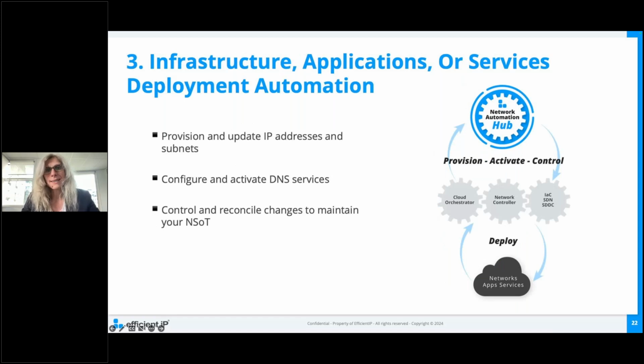Finally, the third use case is automating infrastructure and application service deployment, and obviously with the Network Automation Hub, meaning DDI at the core, you are able to provision, activate, control, and update IP addresses and subnets, and configure and activate DNS services, connecting with different tools, cloud orchestrators, network controllers, or also infrastructure as code.